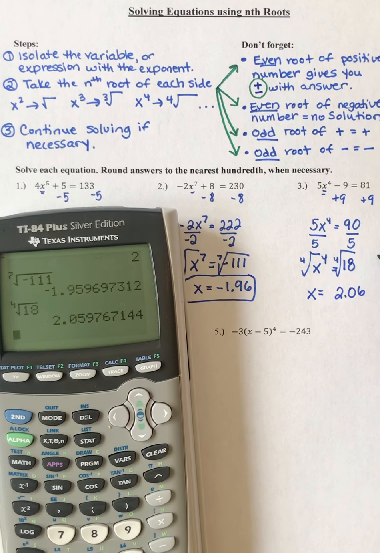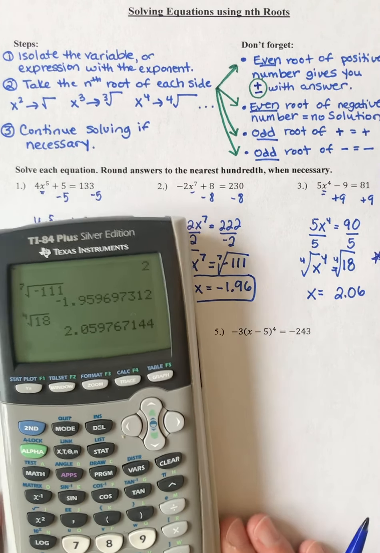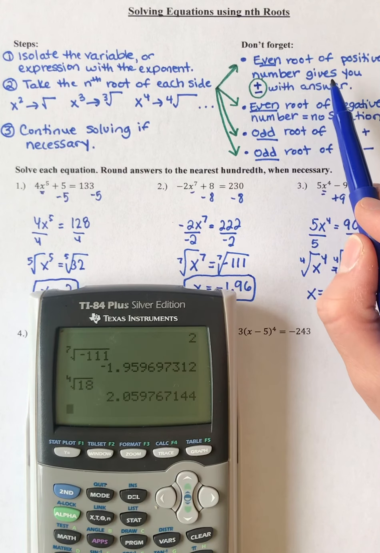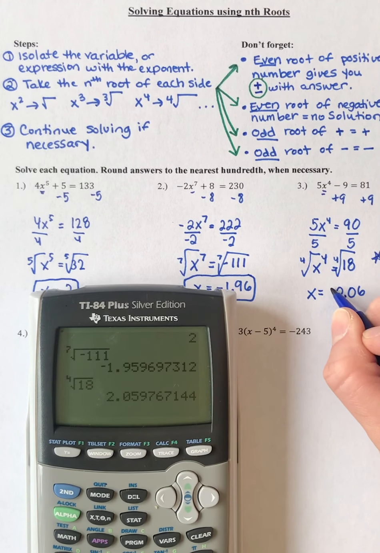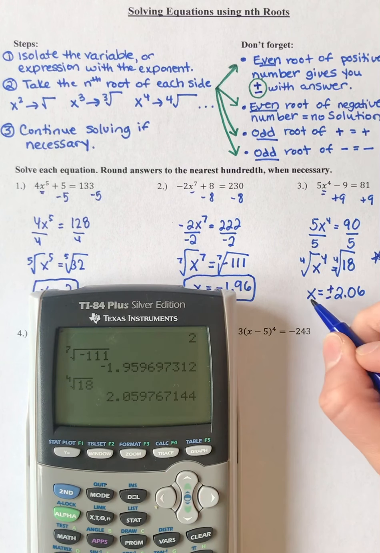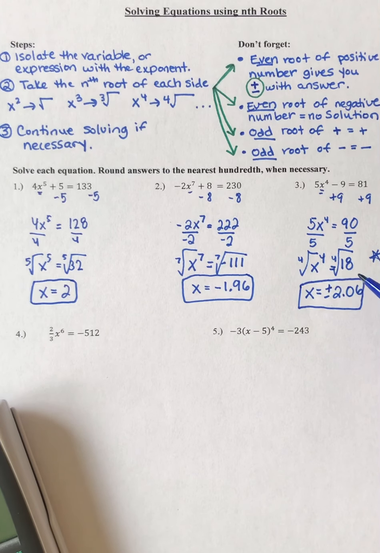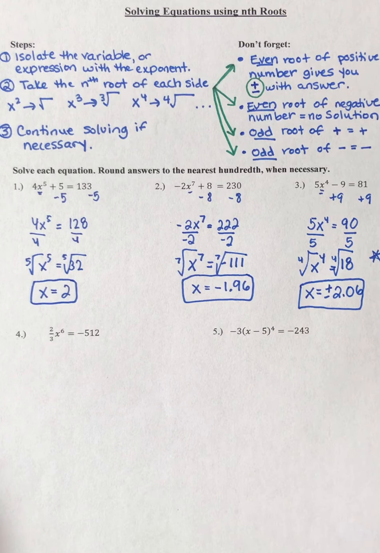However, you have to remember here, and this is something you have to remember. Your calculator is not going to do this for you. When you take an even root of a positive number, so up here, because I took an even root of each side, I took an even root of a positive number, I need to include plus or minus here, because technically positive 2.06 to the 4th power would give you around 18, and negative 2.06 to the 4th power would give you 18. So this is one where you need to remember yourself that you need to include plus or minus with your answers.